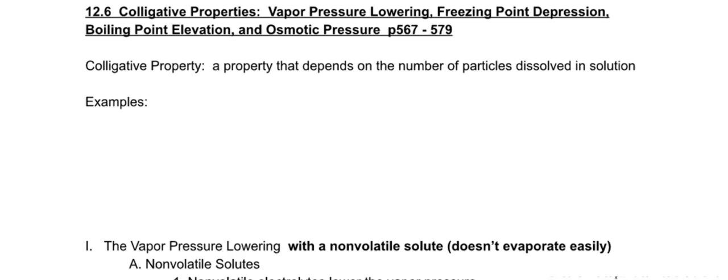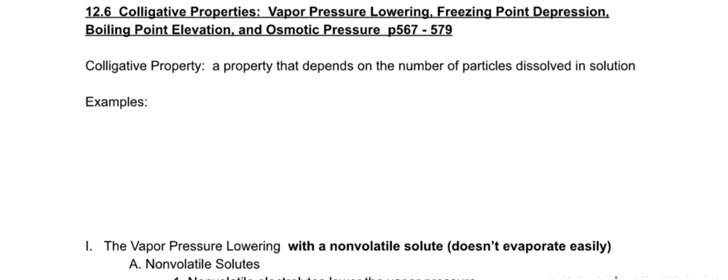This is called colligative properties. This is the vapor pressure lowering, the freezing point depression, the boiling point elevation, and the osmotic pressure. So you may be wondering, well, okay, Mrs. Vandelay, what's a colligative property? Well, it's a property that depends on the number of particles dissolved in solution. So what does that mean?